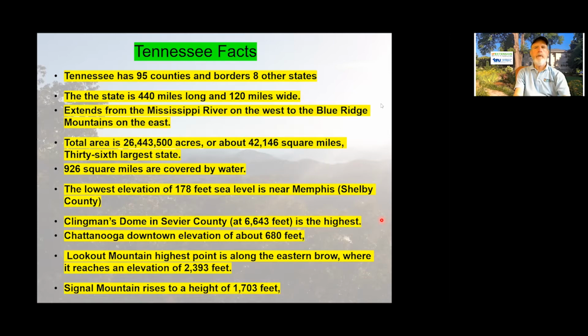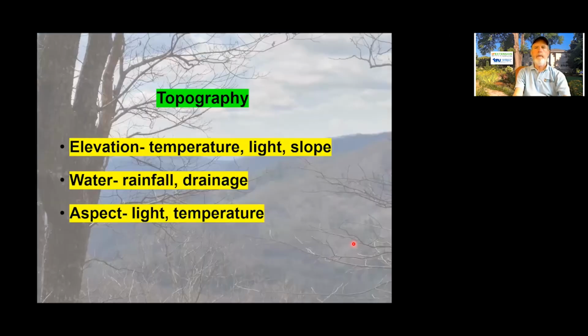We're just a wonderful state to live in. The lowest elevation is 178 feet near Memphis, Shelby County. And the highest area is in Sevier County, Clingman's Dome. Just bringing it home a little closer, Chattanooga's downtown elevation is about 680 feet. Lookout Mountain is our highest point along the eastern brow. It reaches 2,300 feet. Signal Mountain is somewhat shorter. It doesn't seem like it too much, but it's 1,700 feet high.